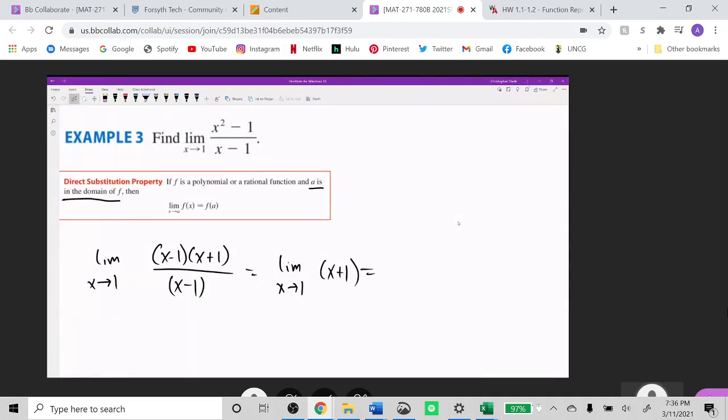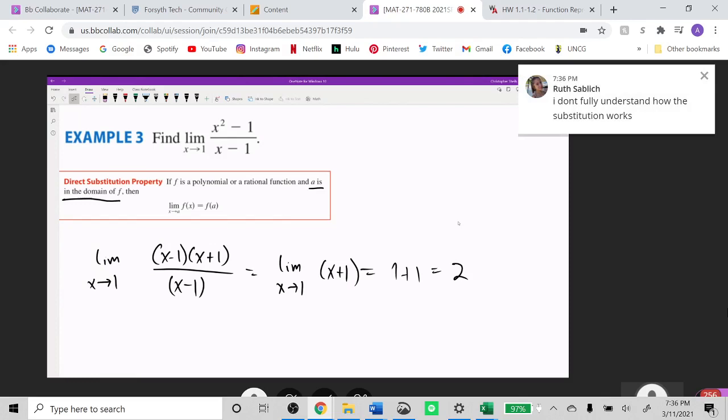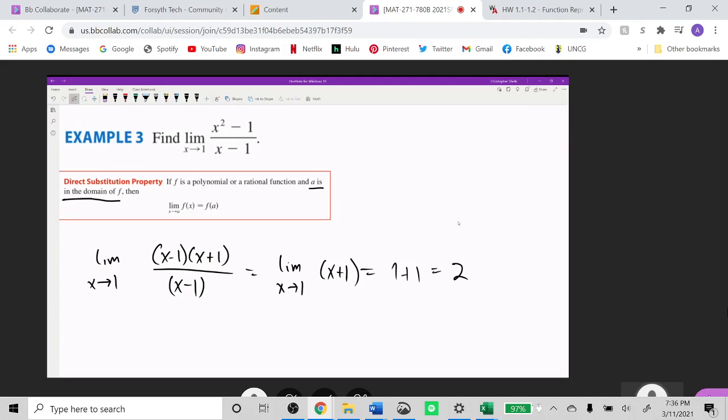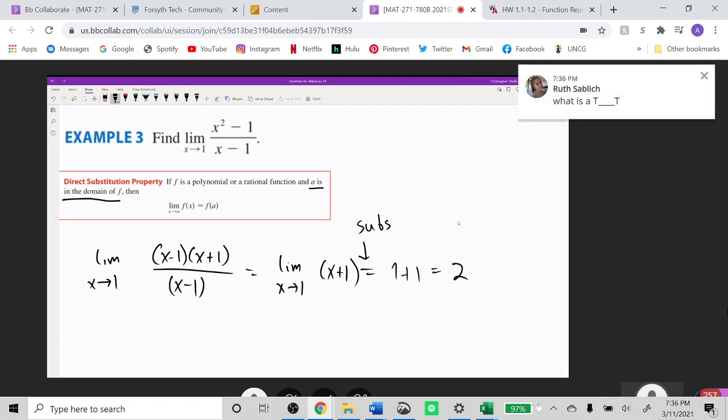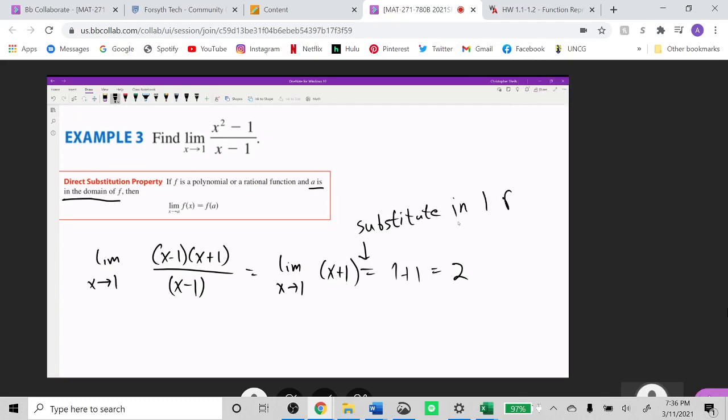So if I use direct substitution here, this is just 1 plus 1, which is 2. You don't understand how the substitution works? At this point, because plugging in 1 won't cause any issues, I can substitute in 1 for x. So it's no longer x plus 1, it's 1 plus 1.